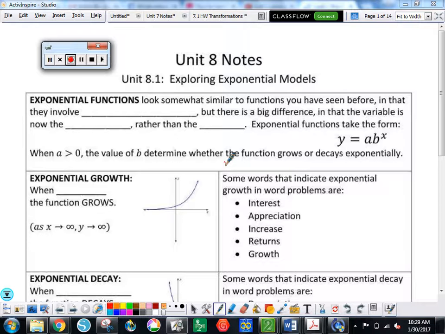So exponential functions look somewhat similar to functions you've seen before in that they involve exponents.